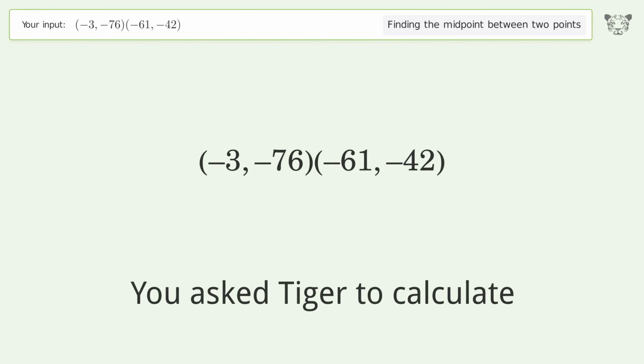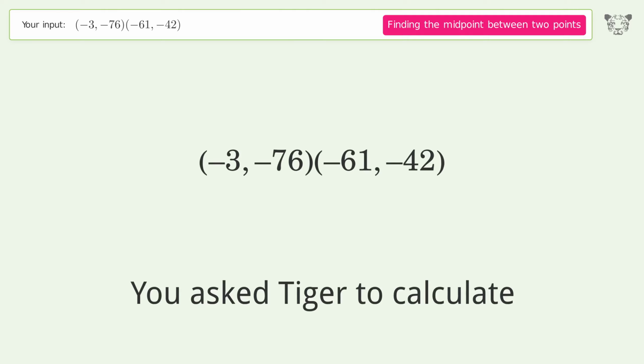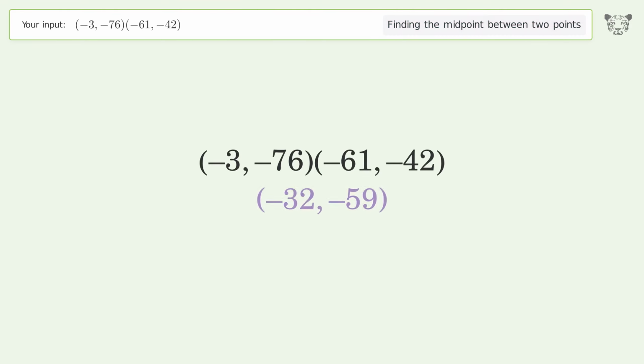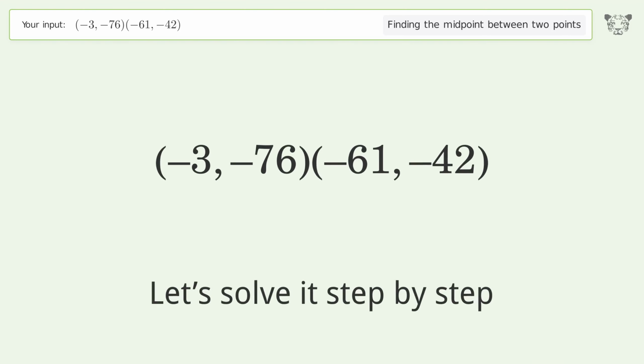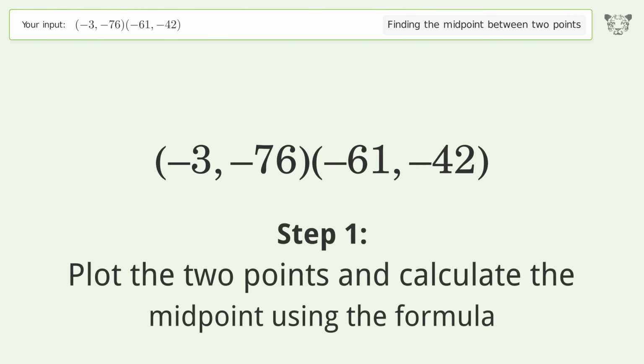You ask Tiger to calculate. This deals with finding the midpoint between 2 points. The midpoint between the 2 points is -32, -59. Let's solve it step by step. Plot the 2 points and calculate the midpoint using the formula.